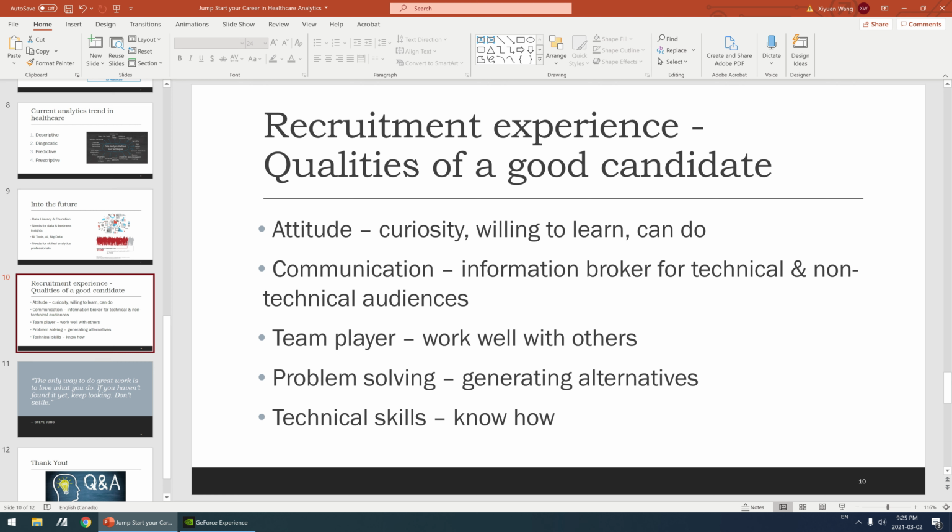So the first thing, I think, about the qualified or good qualities in the analytic profession is all about attitude. Having continued curiosity about certain things. There's always new technology, new data, or new things. So the willingness to learn is also very good. And also the can-do attitude, right?